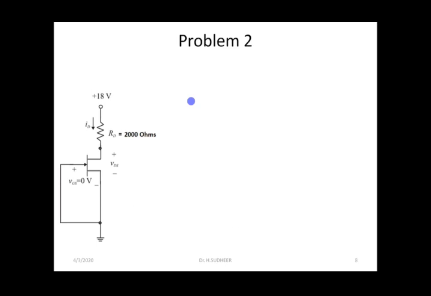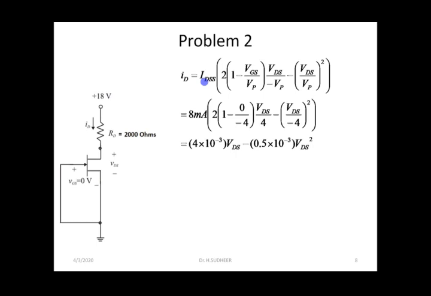The ID formula for a JFET operating in the ohmic region is 2 IDSS into (1 minus VGS by VP) into VDS by minus VP, minus (VDS by VP) whole square. Substituting VGS equal to 0, VP equal to 4, and IDSS equal to 8 milliamperes, which has been given in the problem. Saturation drain current is 8 milliamperes. If you simplify this, you will get 4 into 10 power minus 3 VDS minus 0.5 into 10 power minus 3 VDS square. You can simplify this equation by taking pen and paper by yourself.